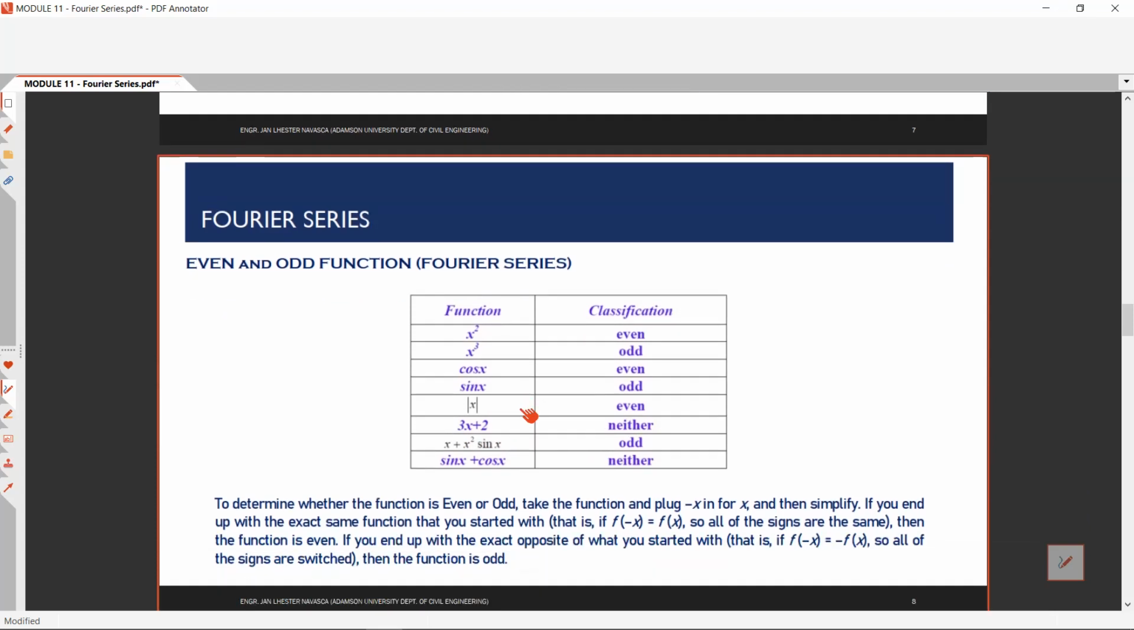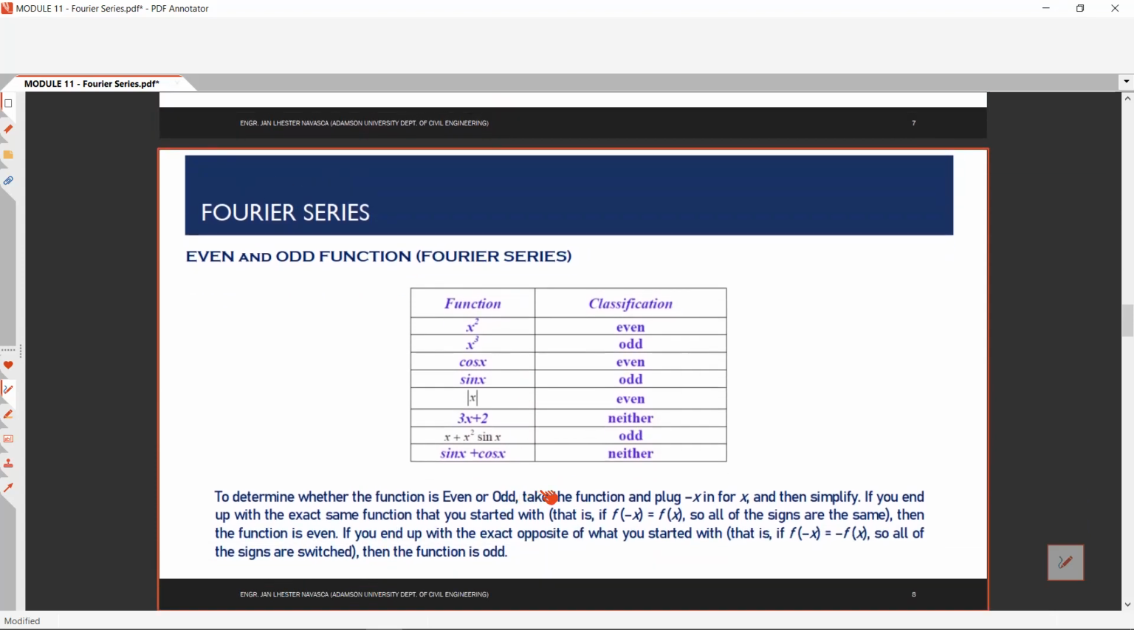Okay, so to determine whether the function is even or odd, take the function and plug negative x in for x and then simplify. If you end up with the same exact function you started with, that is an even function. So if f of negative x is equal to f of x, that is an even function. If you end up with the exact opposite of what you started with, in the form f of negative x is equal to negative f of x, then that is an odd function.